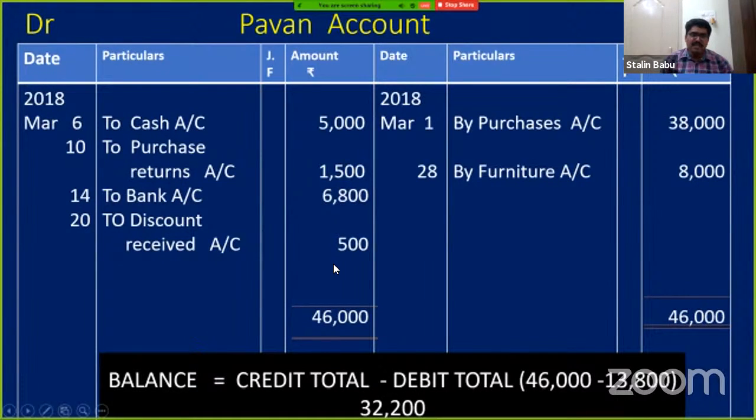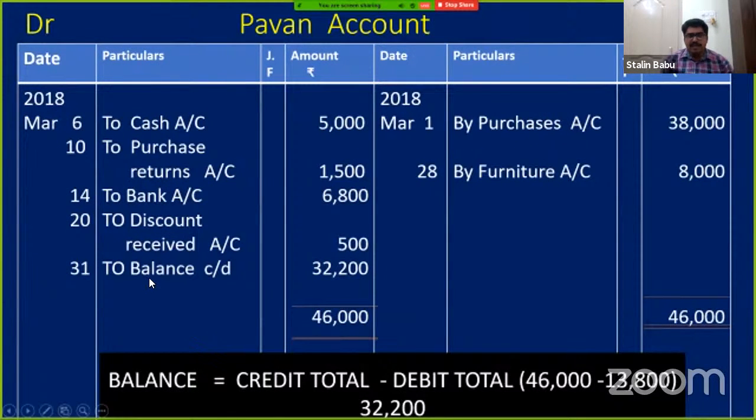So we record it on the last day of the month, March 31st, to balance C by D. We write to balance C by D in the particulars column, and this balance amount should be recorded in the debit amount column. Now the total is equal to 46,000. Here, balancing means making both sides equal. 46,000, 46,000. After writing 32,200 on debit side, the total is 46,000.